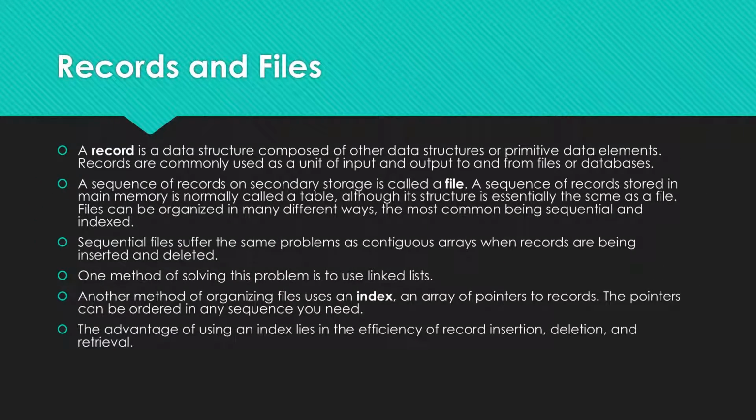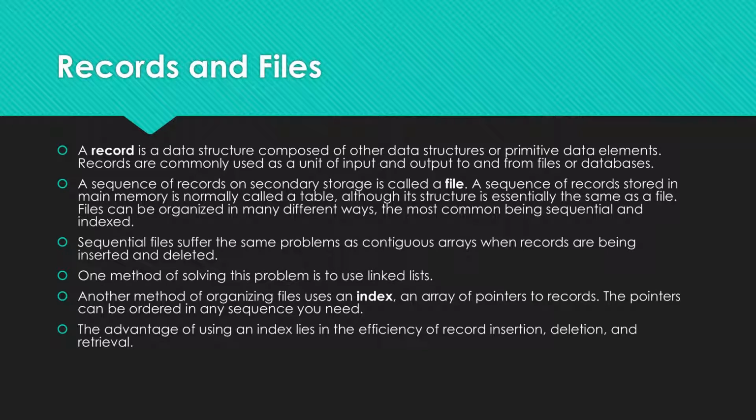Records and files. A record is a data structure composed of other data structures or primitive data elements. Records are commonly used as a unit of input and output to and from files or databases. A sequence of records on secondary storage is called a file. A sequence of records stored in main memory is normally called a table, although its structure is essentially the same as a file. Files can be organized in many different ways, the most common being sequential and indexed. Sequential files suffer the same problems as contiguous arrays when records are being inserted and deleted. One method of solving this problem is to use a linked list.